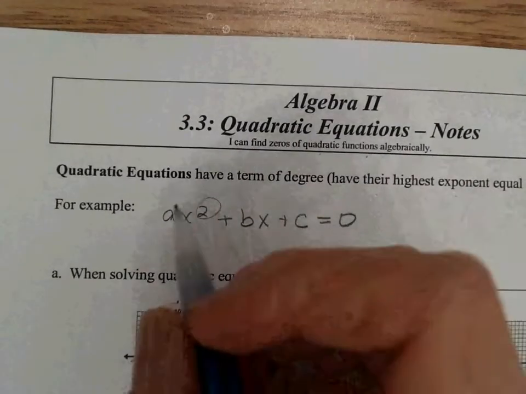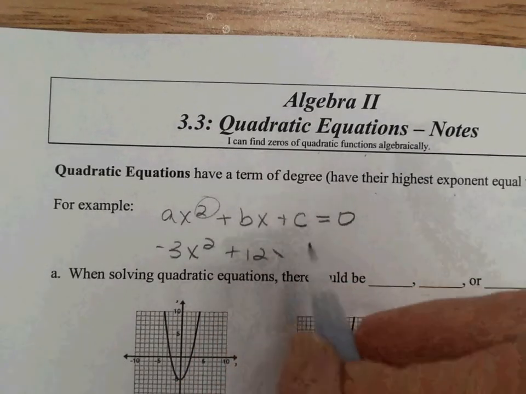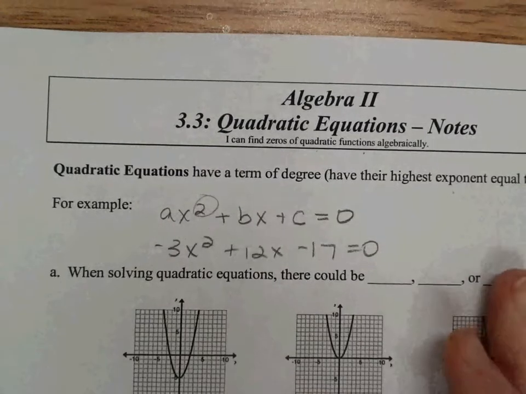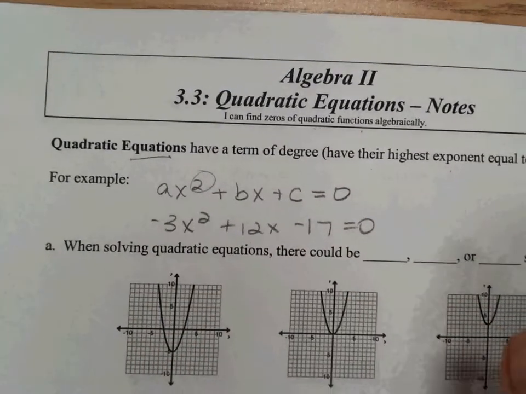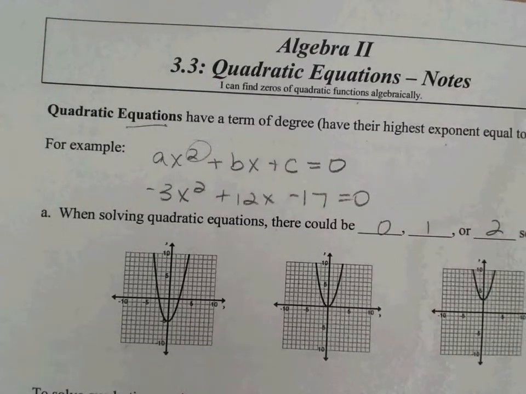So we might have negative 3x squared plus 12x minus 17. This is a quadratic equation. When solving quadratic equations, there could be 0, 1, or 2 solutions. Those are the only options.